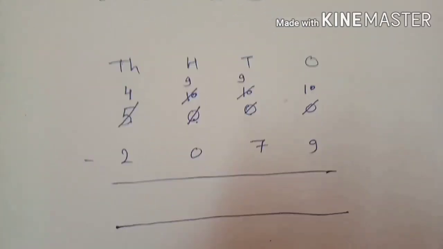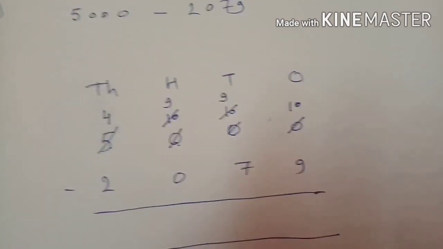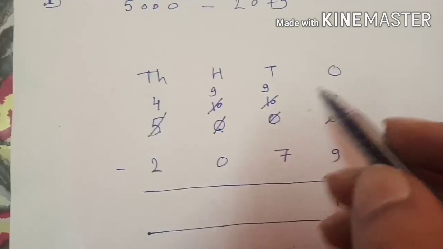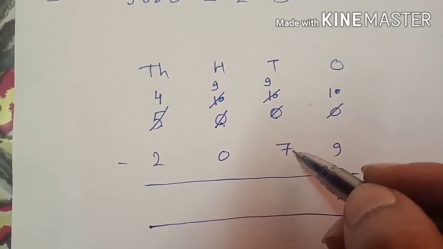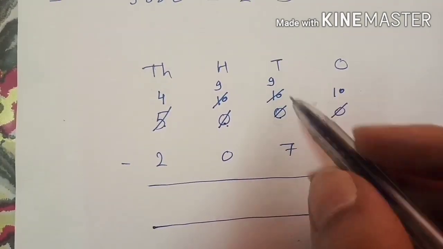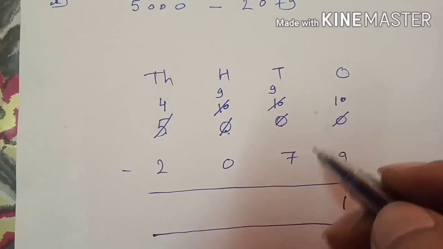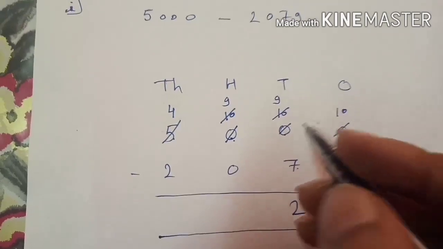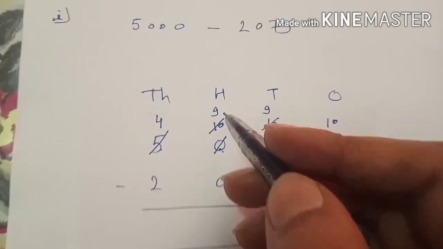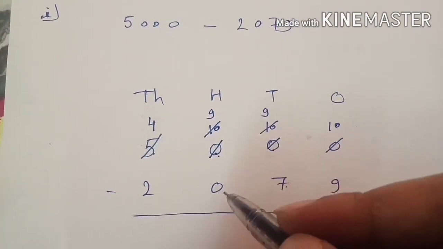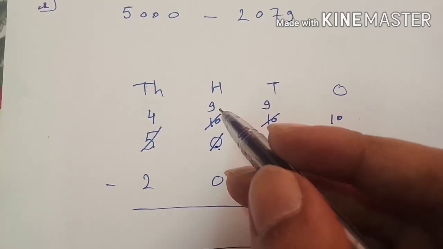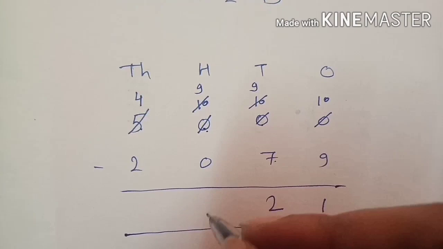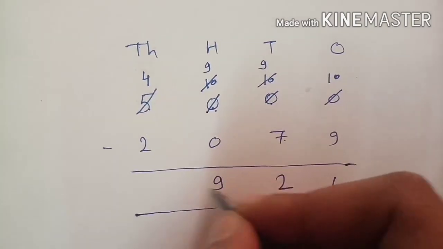So now we can subtract. When we subtract 9 from 10, we will get 1. Now we will solve the tens place numbers, which are 9 and 7. When we subtract 7 from 9, we will get 2. Here remember this property: whenever you subtract 0 from any number, your answer will be the number itself. So when we subtract 0 from 9, we will get 9.